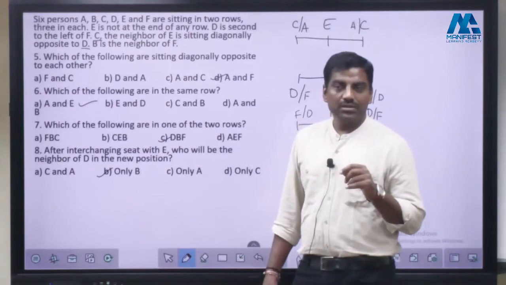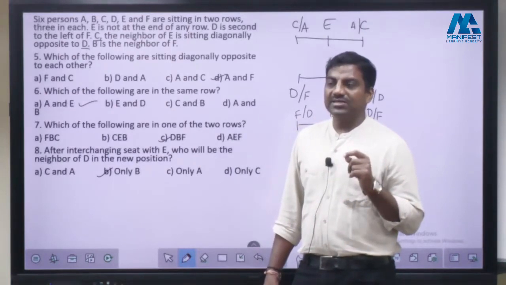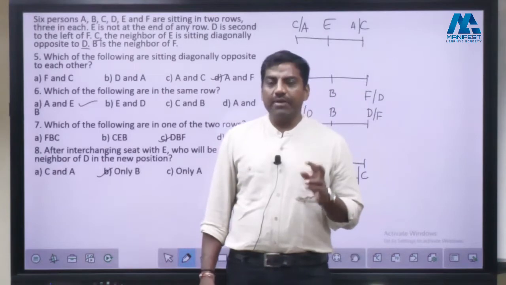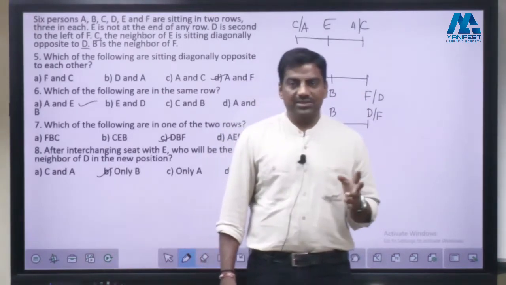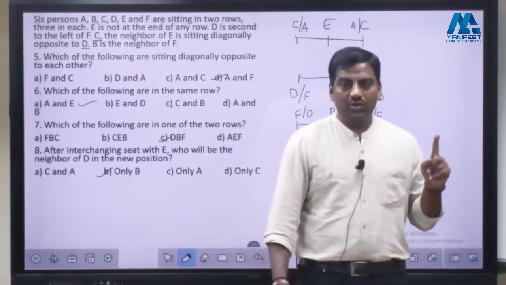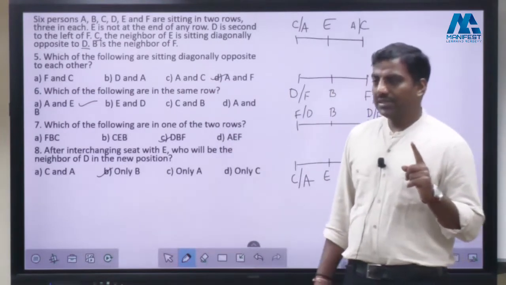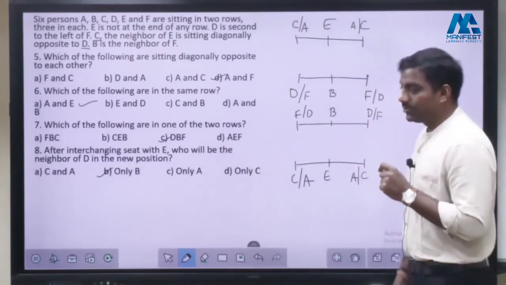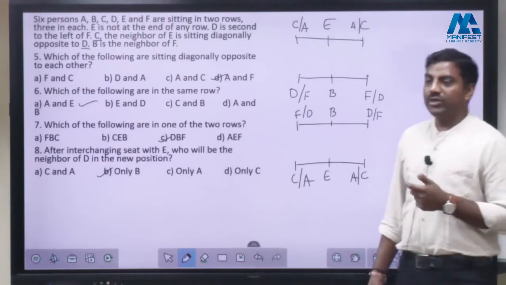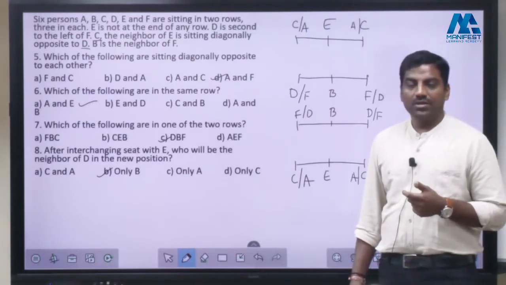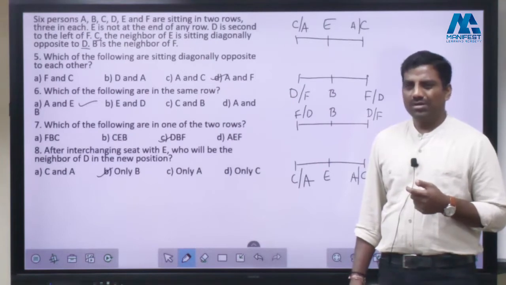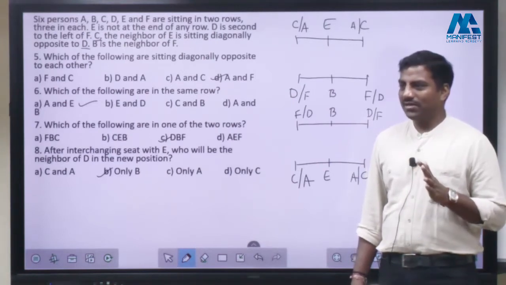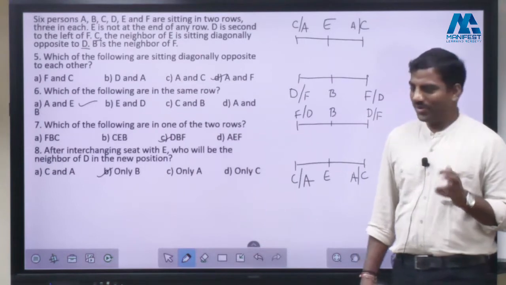D has only one neighbor, mind you. That is B. See, B is sitting in the middle, E is sitting in the middle. B and E have two neighbors, but all other persons have only one neighbor. Do you agree? Yes. So here D has only one neighbor, that is B. So B has to interchange the position with E. Is that okay?